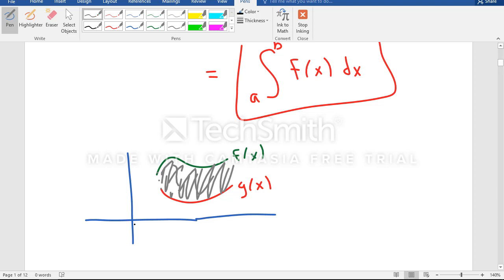Well, look, it's the same concept. So what we're going to do is squeeze in rectangles under there. And if I look at this particular rectangle with a width delta x, I come up to my function, and I'm really just finding this area here. So what I'm really doing is finding the distance between those two functions.